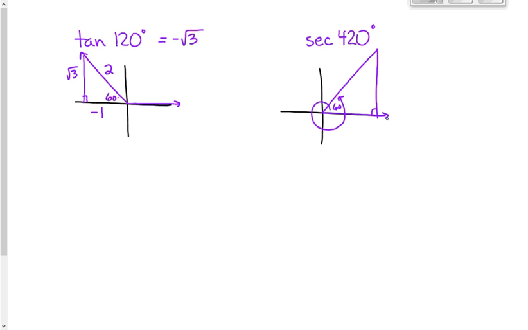It's coterminal with 60. So the secant of 420 is going to be exactly the same as the secant of 60. Label your triangle. Square root 3 across from the 60, 1 on the short leg, 2 on the hypotenuse, and then secant would be hypotenuse over adjacent, so you would end up with 2. Okay, so that's how we compute the exact values for 60-degree reference angles.